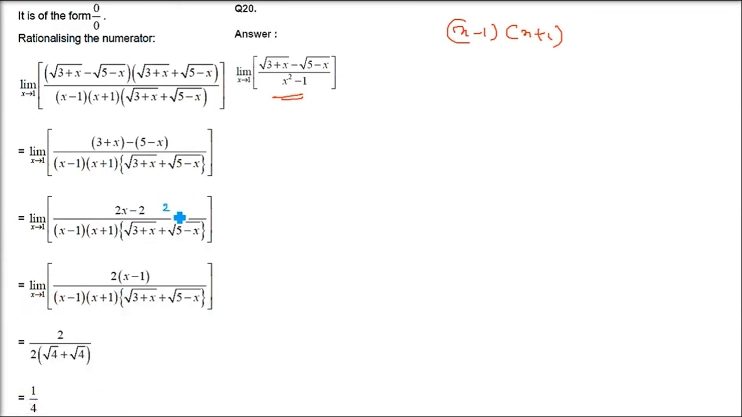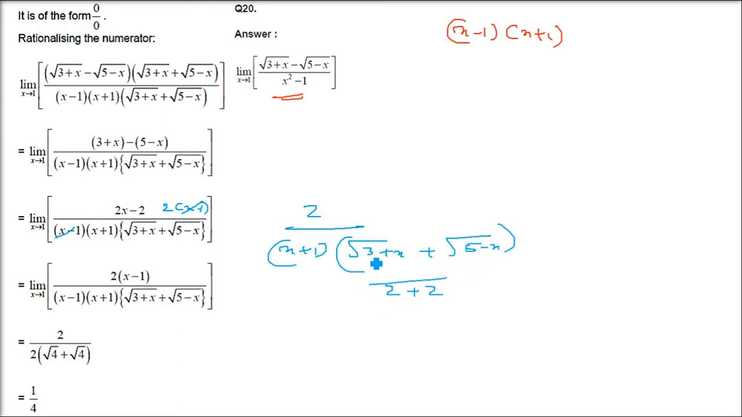Okay? To take common, x minus 1 cancelled, and of course, as I said, x minus 1 just cancels, only 2 by x plus 1, and this under root 3 plus x plus under root 5 minus x will come, and just apply x as 1. Okay, so 2 by 1 plus 1, of course 2 gets cancelled. In the denominator you have under root 4 plus under root 3 plus 1, under root 5 minus 1, like this. So 2 by 2 plus 2, 2 is already there, so you have 1 by 4. 1 by 4 is going to be the answer.